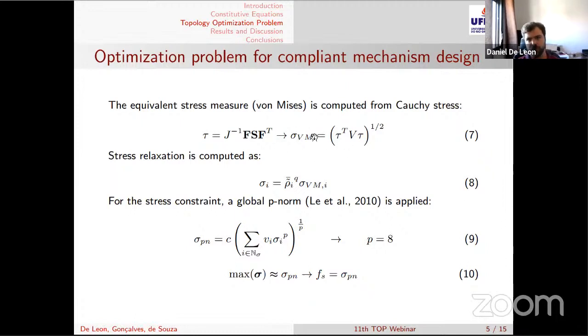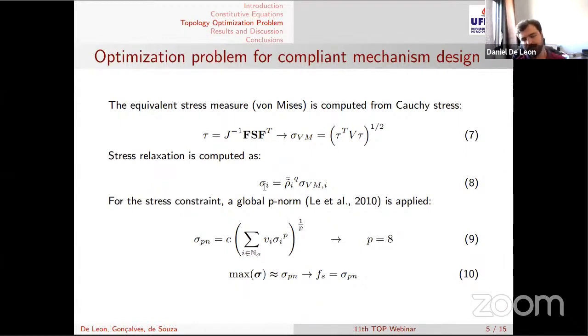Von Mises stress is obtained with the non-penalized stiffness matrix. To relax that von Mises stress, we're using a very well-known equation, equation 8 here, to obtain the relaxed stress that we're using.